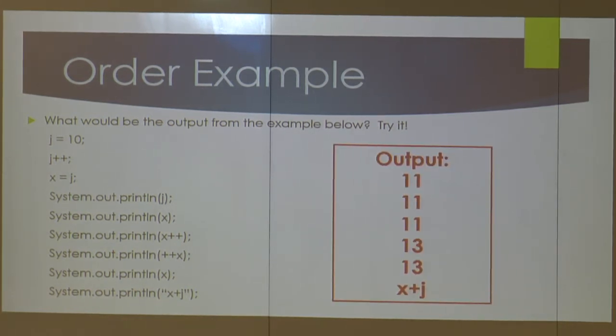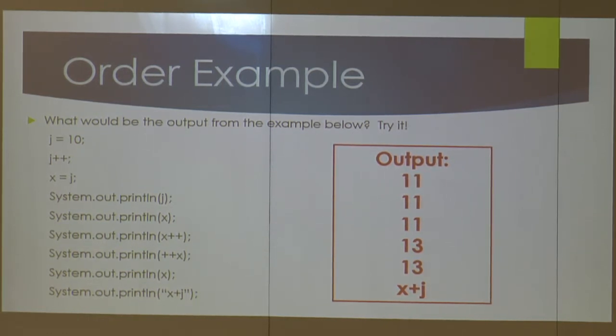So essentially, since we started off with j is 10, and then we did j++, that means j then became 11. So in our first print statement, when we're printing j, it's 11. And since we had set x equal to j after j was incremented, when we print x, it's also 11. And then we print x++. And sometimes students think, oh, we incremented x, so we should have printed out 12. But actually, it prints out the current value of x, and then it does the increment. So it's still going to print out 11.